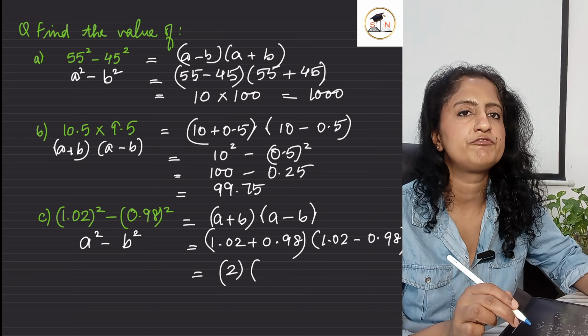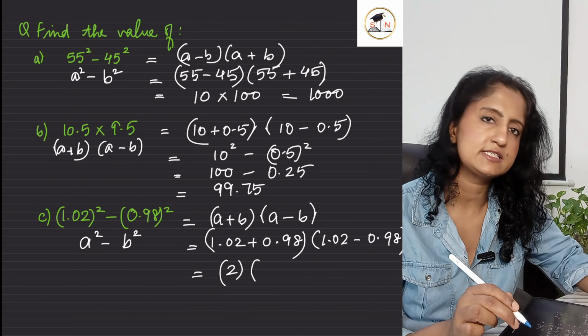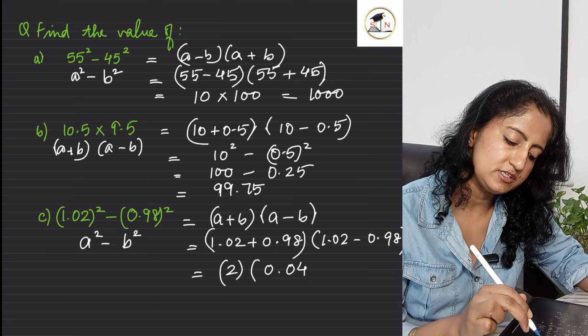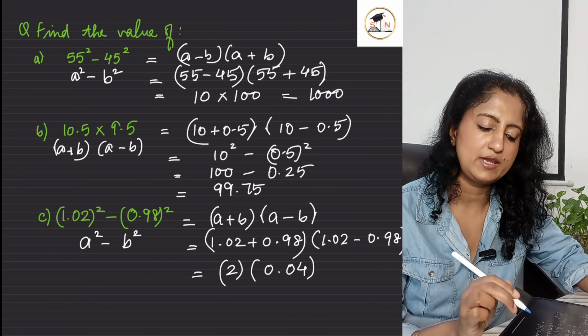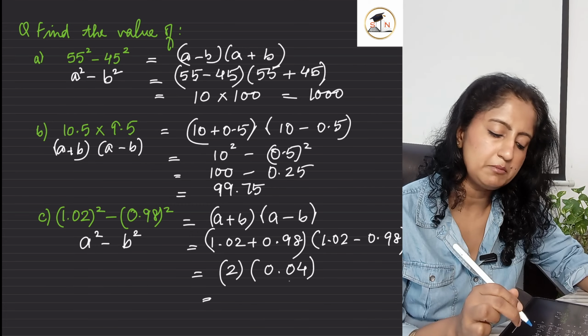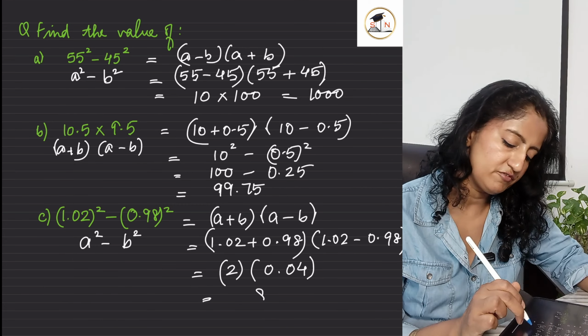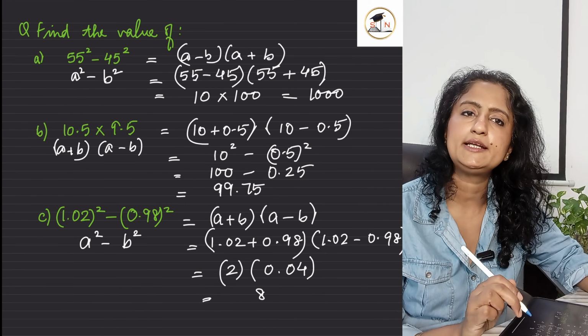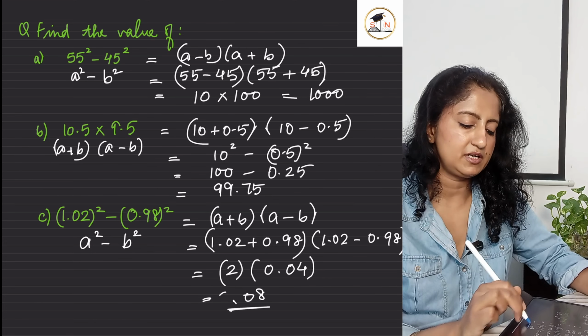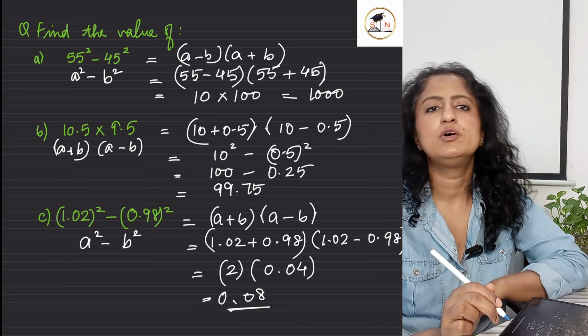It is a difference of 4 units. 2 increased, 2 decreased, so it is 0.04, because we have 2 decimal places, right? Now we just need a final multiplication of 4 into 2, which is 8, and how many decimal places? 2. That means our answer becomes 0.08.